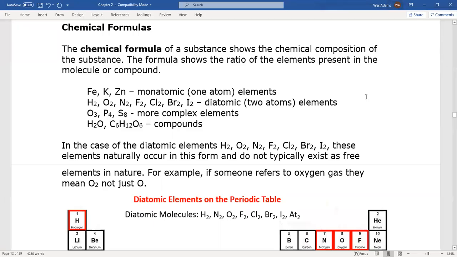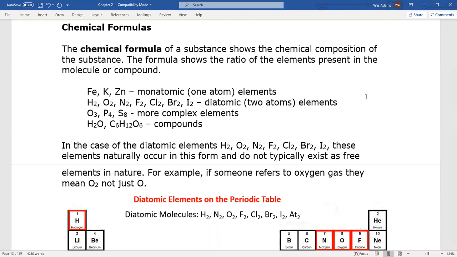All right, let's talk about chemical formulas. A chemical formula of a substance shows the chemical composition of the substance. It shows us the ratio of the elements present in the molecule or compound. That is, if there's more than one element present of that type, there will be a subscript on the lower right, which tells us how many.